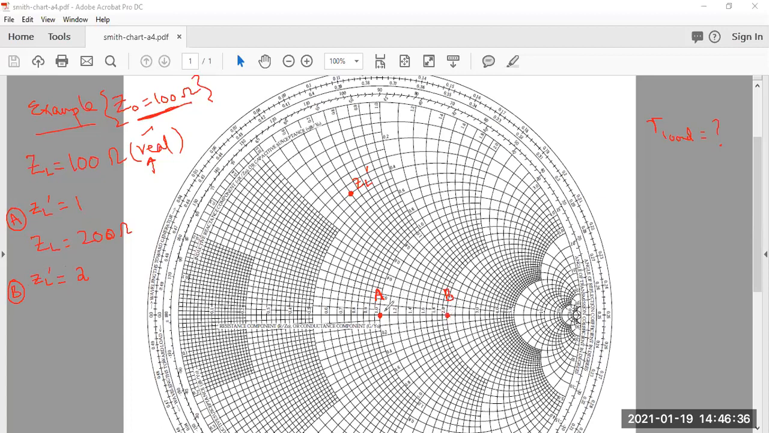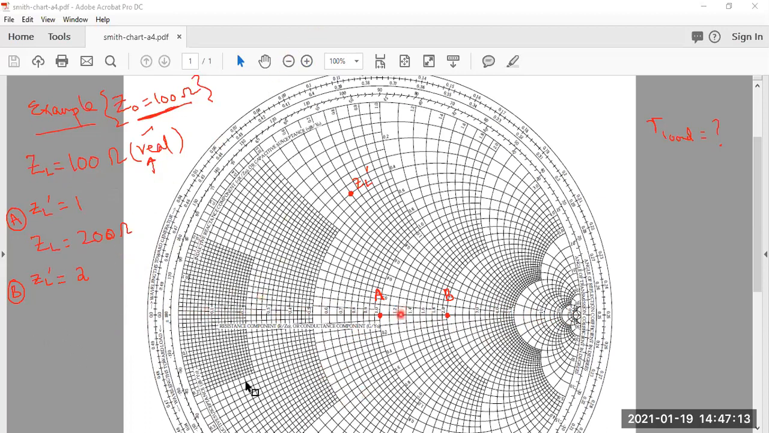Now these two examples are enough to give you the idea that whenever you are dealing with a purely resistive load, it will be somewhere on this horizontal line, depending upon the actual value. So all resistive loads will be on this horizontal line. Now there are two extreme values that I want to consider. Let's assume that you are dealing with a short circuit load.